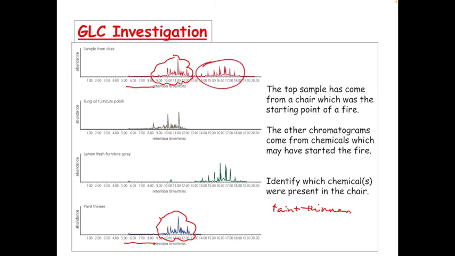Also, if I look at this peak here, I can see that comes from here. So I've also got lemon fresh. I do not have any of the tung oil furniture polish, so that is not in it. I can't see anything from that chromatogram in this one, so I would say that that's not present. So hopefully that makes sense.